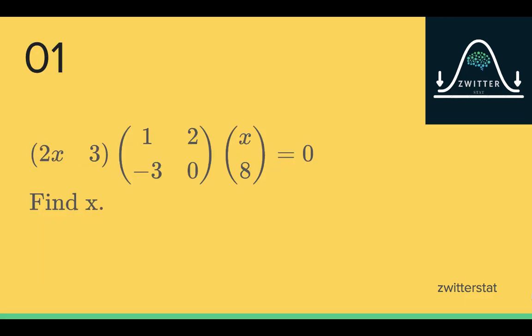Our first question is based on matrix multiplication, and here we have a row matrix, a square matrix and a column matrix, and we are given that the product of these matrices is equal to 0. Now we are supposed to find the value of x by solving this. So whenever you see a question like this, the first thing to do is we are going to do multiplication from the left hand side. You can do it from the right hand side as well, but in this we will do this from left hand side.